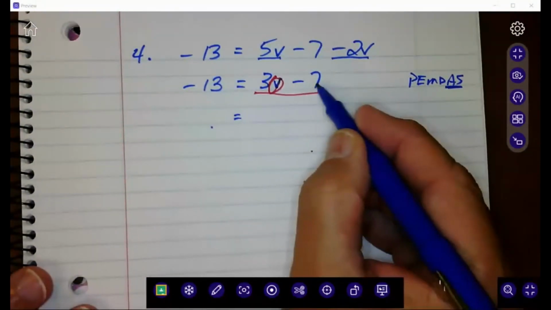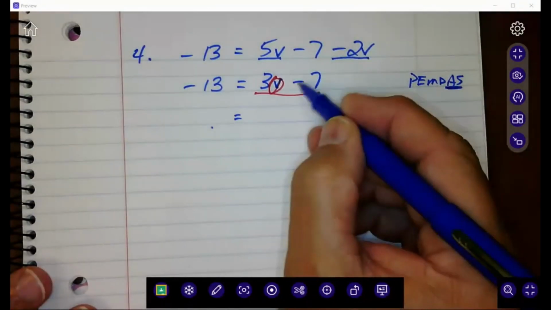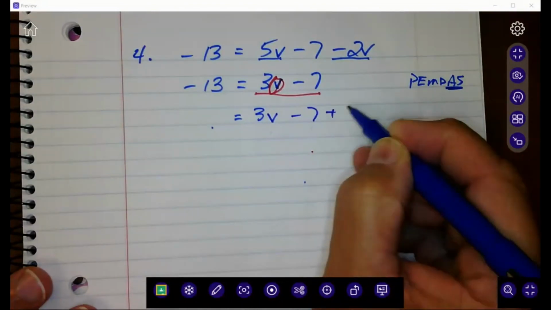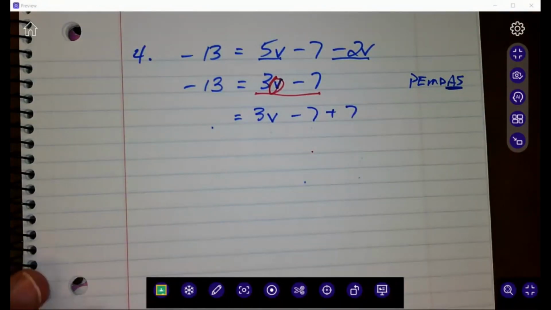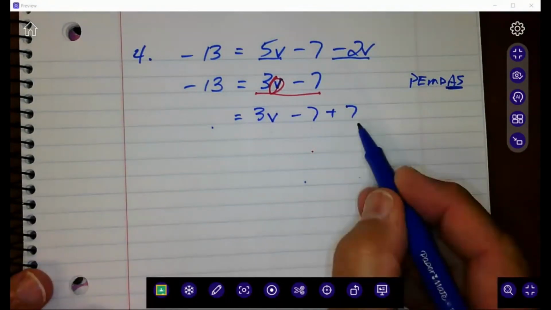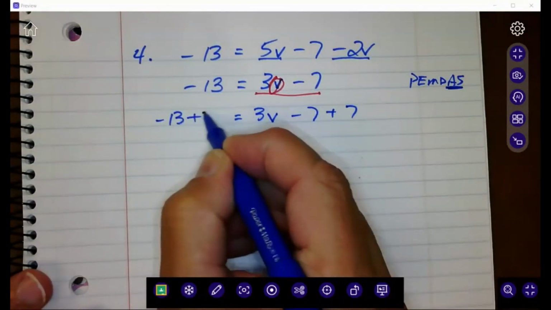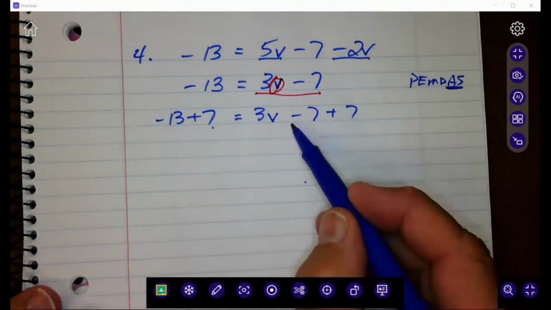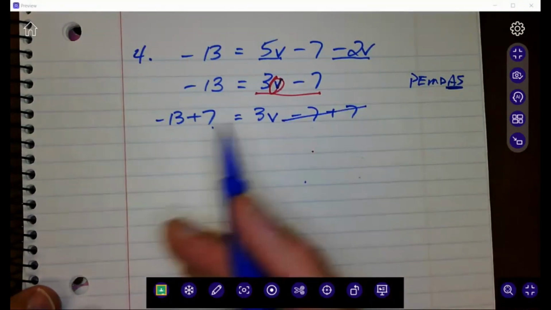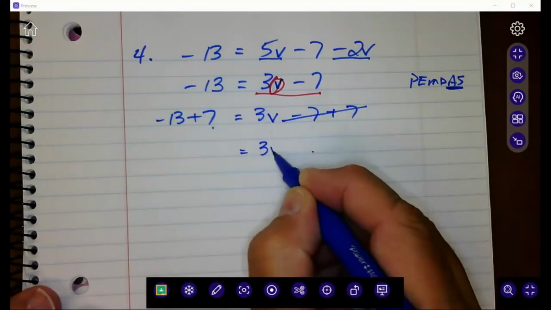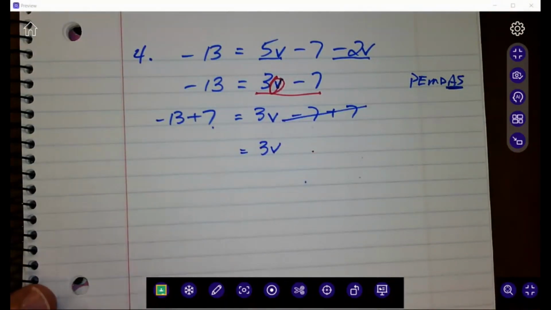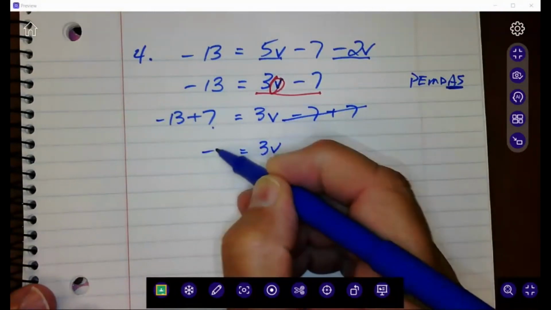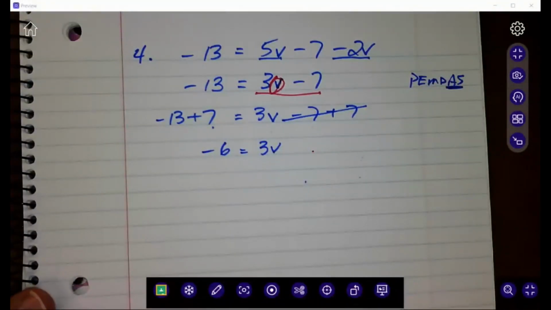We need to add 7 because you undo addition or subtraction first. So this becomes 3v minus 7 plus 7. If we do that on this side, you have to do it on the other side. Negative 7 plus 7 adds up to 0, which leaves us with 3v on this side. And negative 13 plus 6 gives us a negative 6.